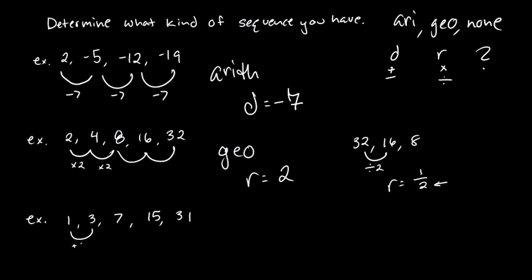And here, let's go ahead and see, I add 2, and then I add 4, and then I add 8. Alright, so am I multiplying by anything here? That was inconsistent, so it's not arithmetic. Is it geometric? So what do I multiply 1 by to get 3? Multiply by 3. What do I multiply 3 by in order to get 7? That would be 2 1/3. That doesn't quite work out. So this is not geometric either. So that means this is none. It's neither one of those.